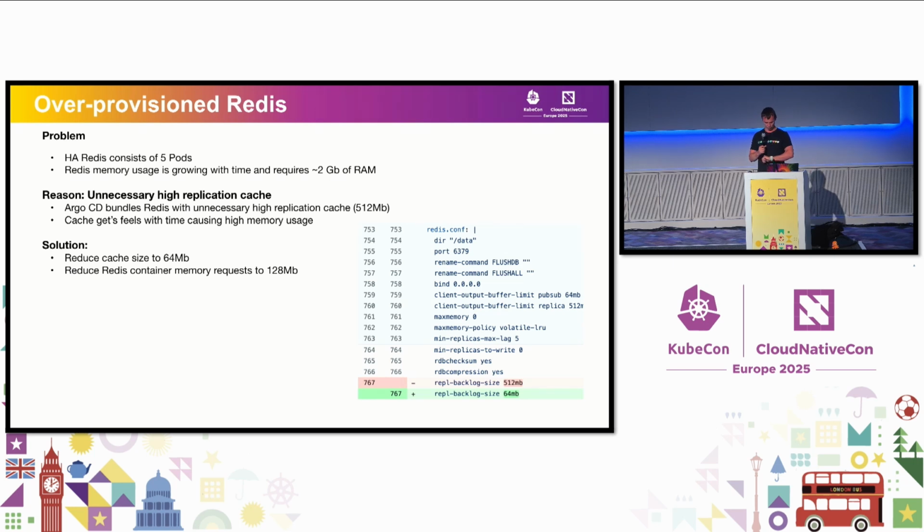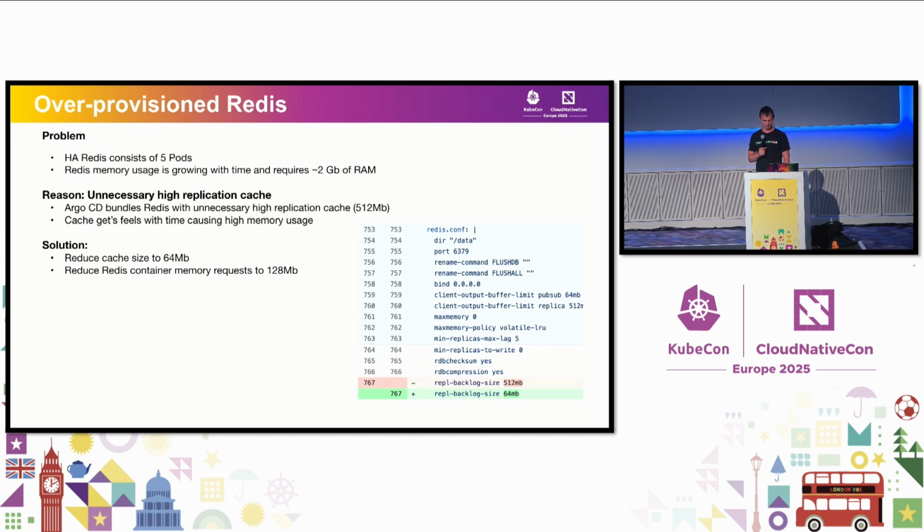Next I want to move to several lessons we learned about optimizing compute costs. One of the most impressive changes we've made is on the screen. As you can see, we changed one line in a Redis configuration, and it helped us reduce our consumption by almost 50%. What this setting does: in HA mode, Argo CD uses Redis with a single master node and 2 slaves configured to replicate changes.